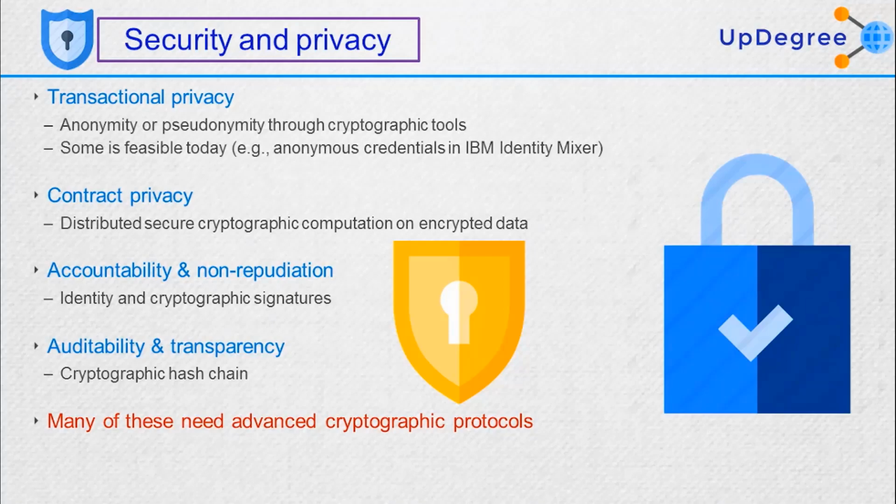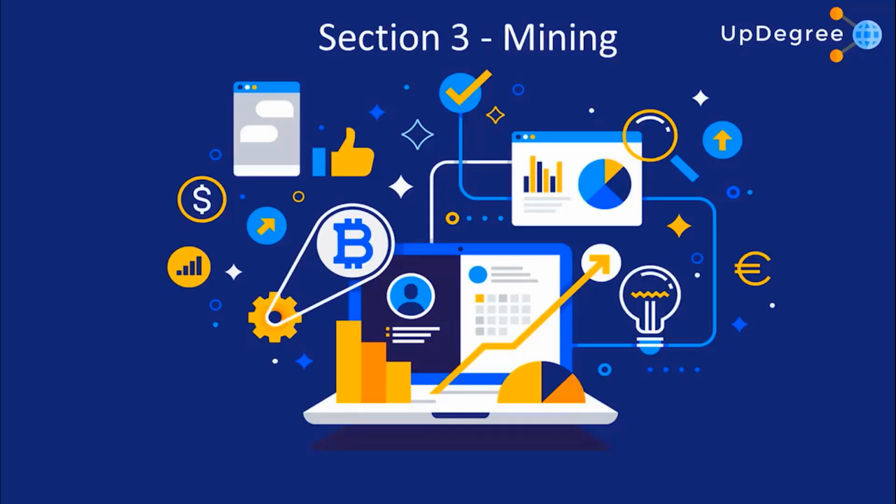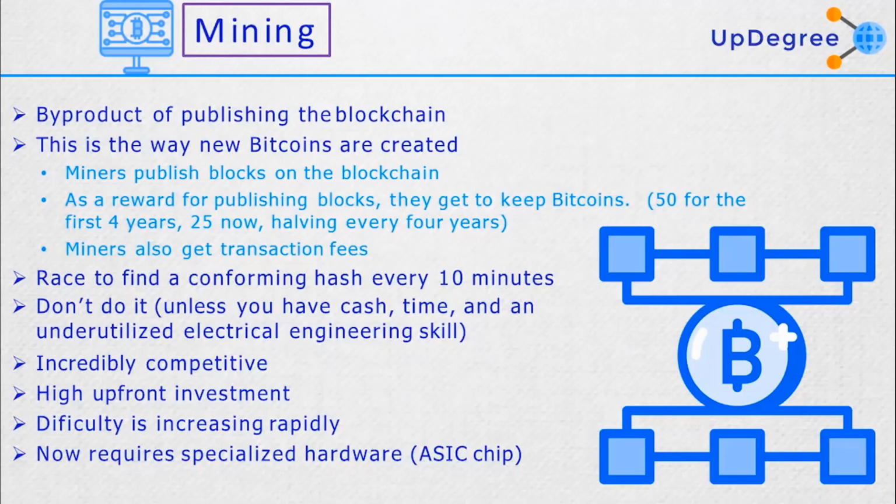Now let's move on to section 3, which is called mining, because mining started with Bitcoin, and people are making money using mining. So what is mining? The byproduct of publishing the blockchain. So this is a race. It's a way that Bitcoins are created. Which Bitcoin? New Bitcoin. As a result, miners get transaction fees plus also they get some rewards. It's a race to find a confirming hash every 10 minutes. So you have to have cash, time, and electrical engineering skills.